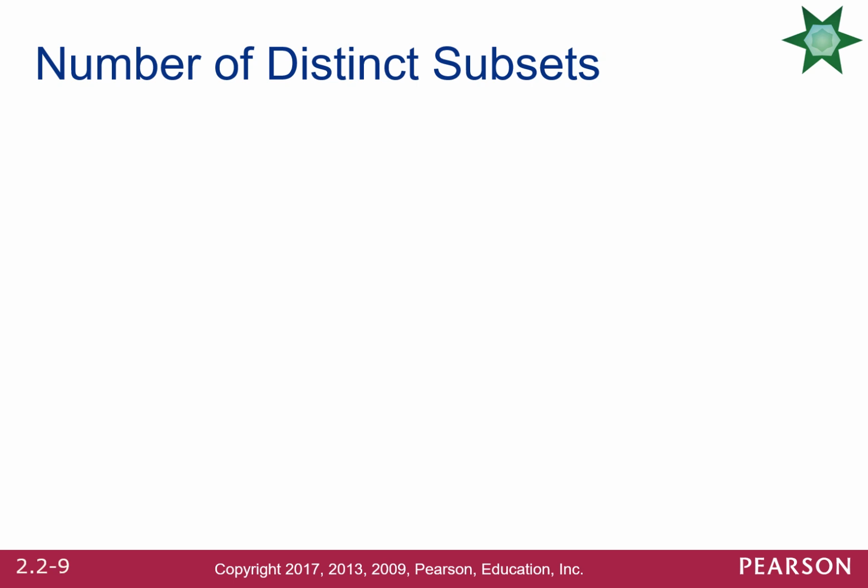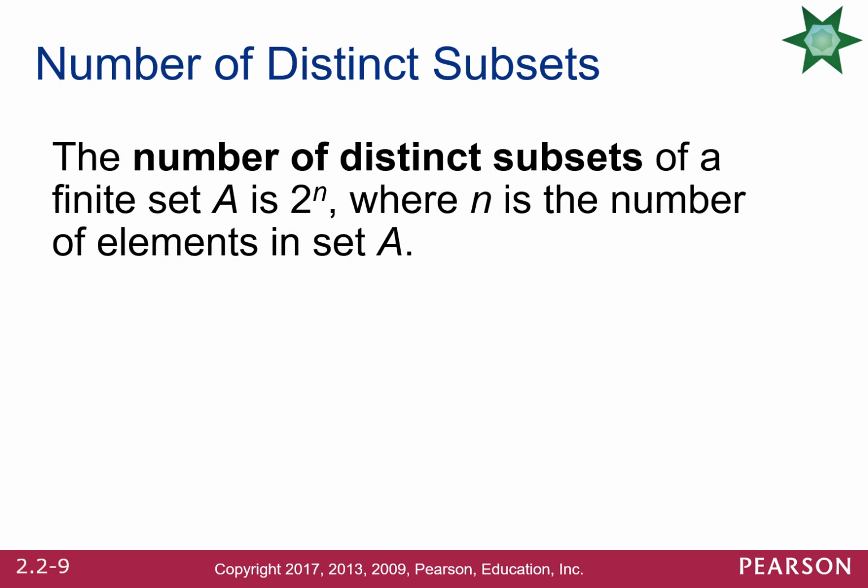Now we're going to learn how many different subsets we can possibly create out of a given set. First of all, to determine the number of distinct subsets possible from a given set, we can mathematically use this formula here, 2 to the power n. So the number of distinct subsets, distinct means unique subsets, all right? The number of distinct subsets of a finite set A is 2 to the power n, where n is the number of elements in set A.